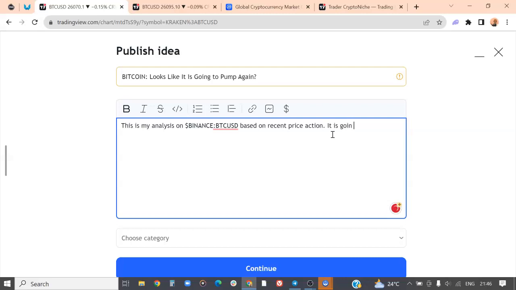So it is going to range for a while, then our buy limit order will be triggered at $25,000 per Bitcoin. Then we move from there.